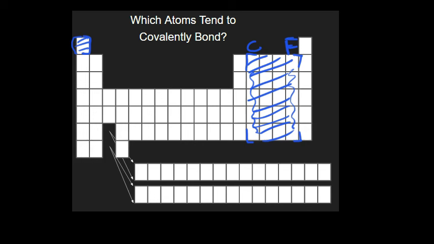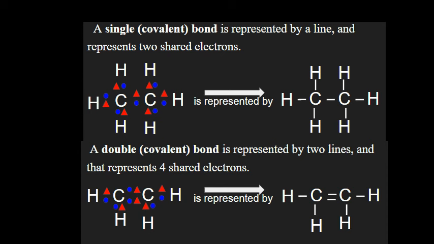We're talking about from carbon up to the halogens, from carbon up to fluorine's group right here, tend to covalently bond. And if atoms are on opposite sides of the periodic table, like NaCl, then they're going to ionically bond. But we're talking today about things that are going to be covalently bonding, and they're going to be found in here. Okay, and so you can have a single covalent bond here, and that's going to be 2 shared electrons represented by a line or a dash.